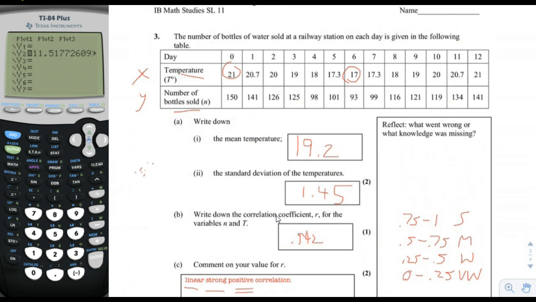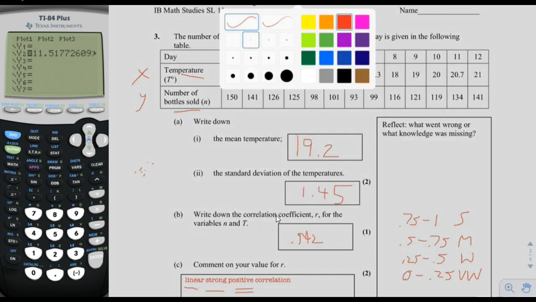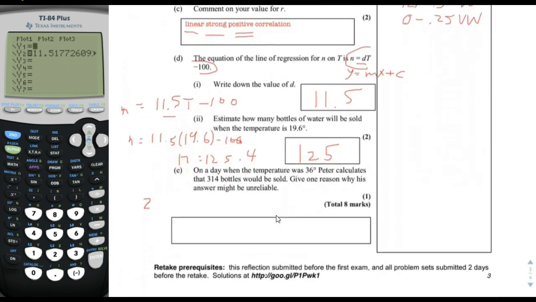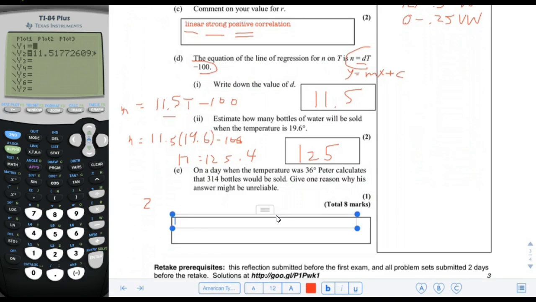outside of that point. So we have a data cluster kind of like that, and we drew a line through it, and then we're saying, hey, what about 36, which is up here? Can we make a good estimate on that? And the answer is, well, maybe not. Okay, so one reason why the answer might be unreliable is because t equals 36 degrees is quite far outside of our data cluster. Okay, and that's it.